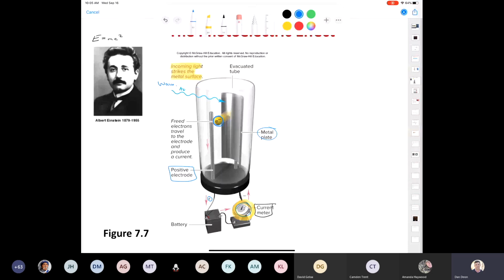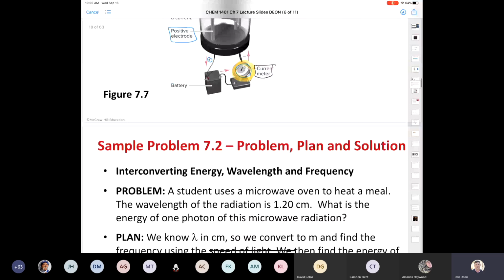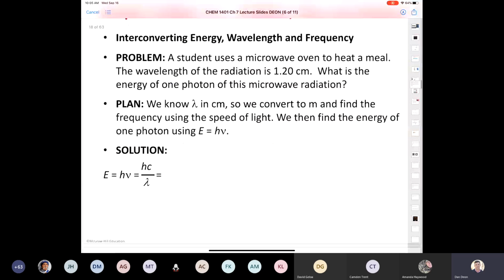Well, I didn't say that light was a particle. I said that light has the nature of a particle. With that in mind, that's a lot of me talking, and I know it's never good to talk for too long without trying a practice problem. So let's get down to brass tacks here and solve a problem as a group.